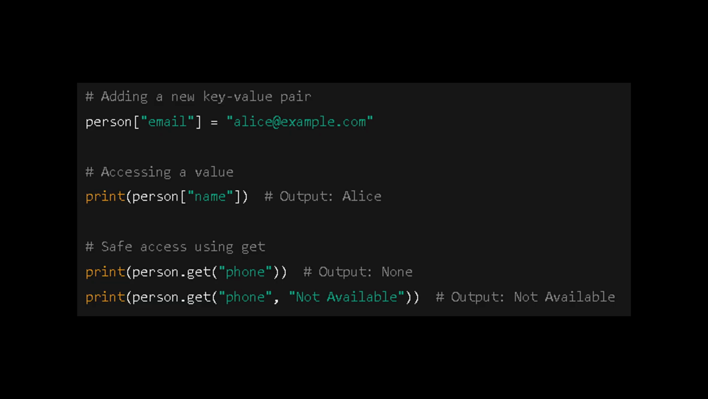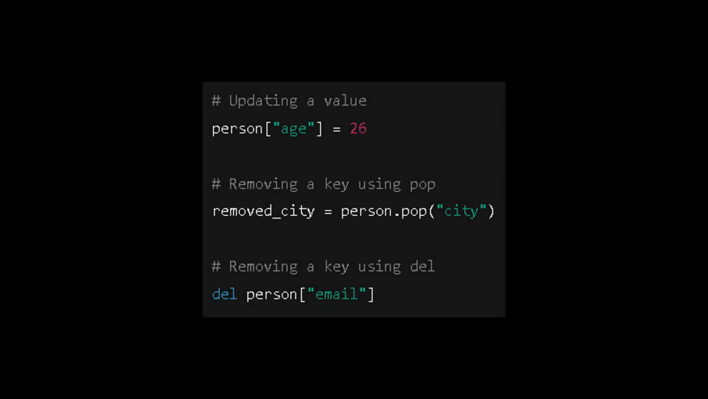But if you try to access a key that doesn't exist, Python will raise an error. To avoid this, you can use the get method. If you call person.get and pass in the key phone, it will return None instead of crashing. You can also give it a default value. So if you say person.get phone and set a default of not available, it will return that if the key is missing.